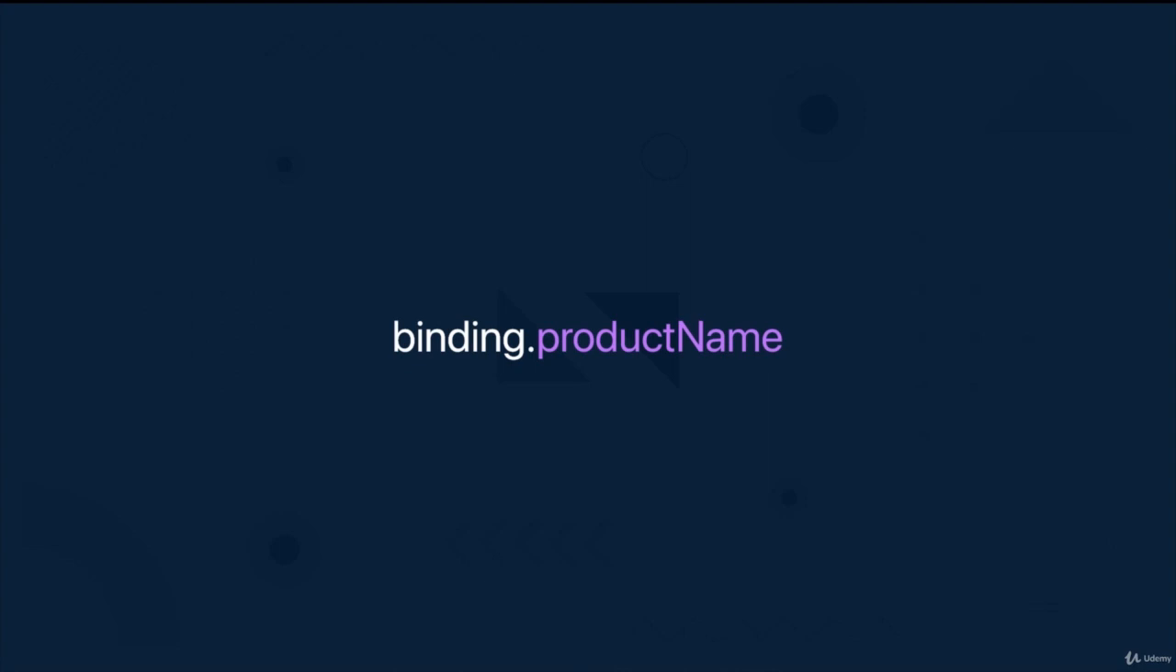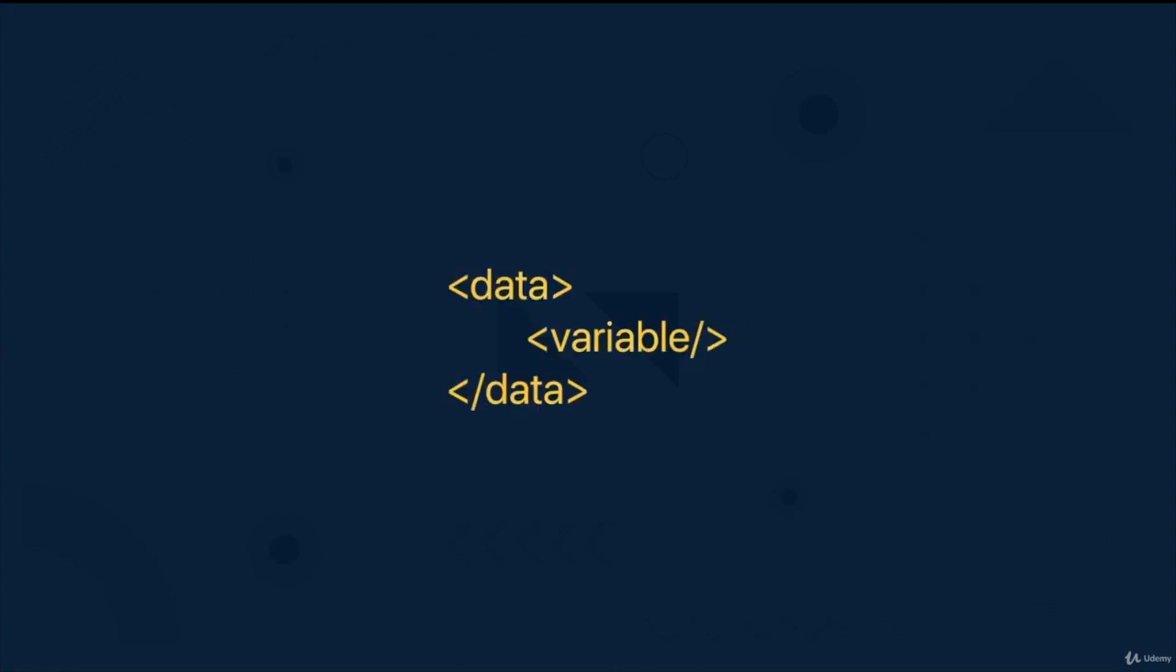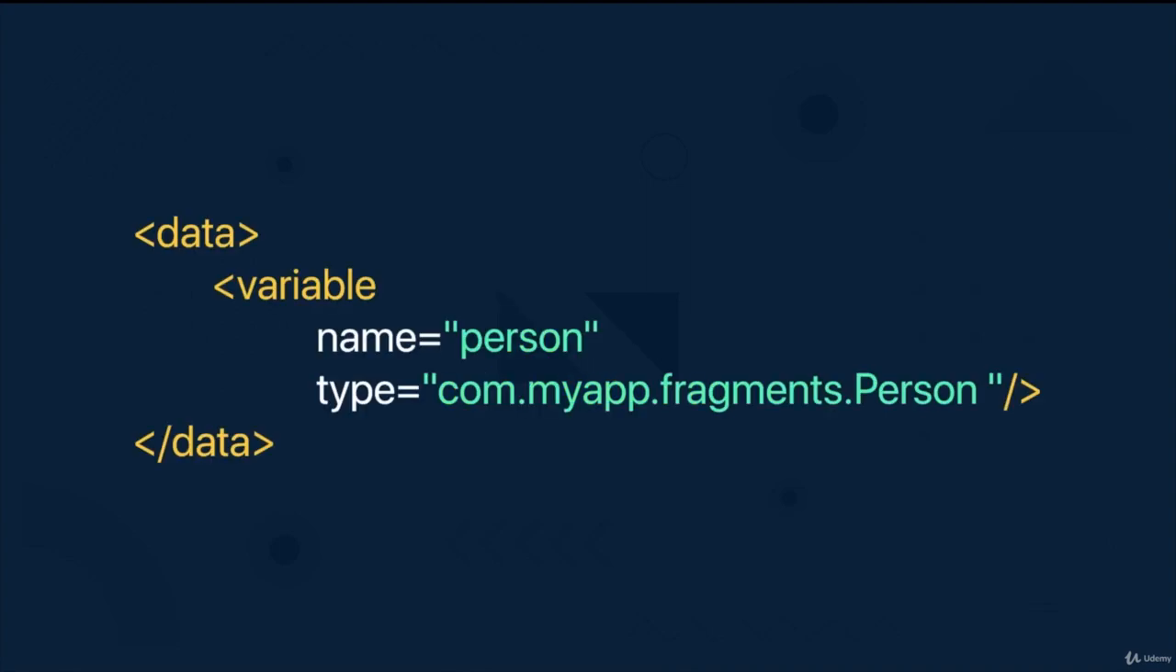Suppose we have created our custom model class and we want to bind it with our data binding layout. Now, in most cases in our data binding layout, we would have a data element tag and another variable element tag inside. And this variable element will have two attributes, a name and a type. So for the name we can specify, let's say, person, and for the type, in most cases, we want to choose the path of our model class.